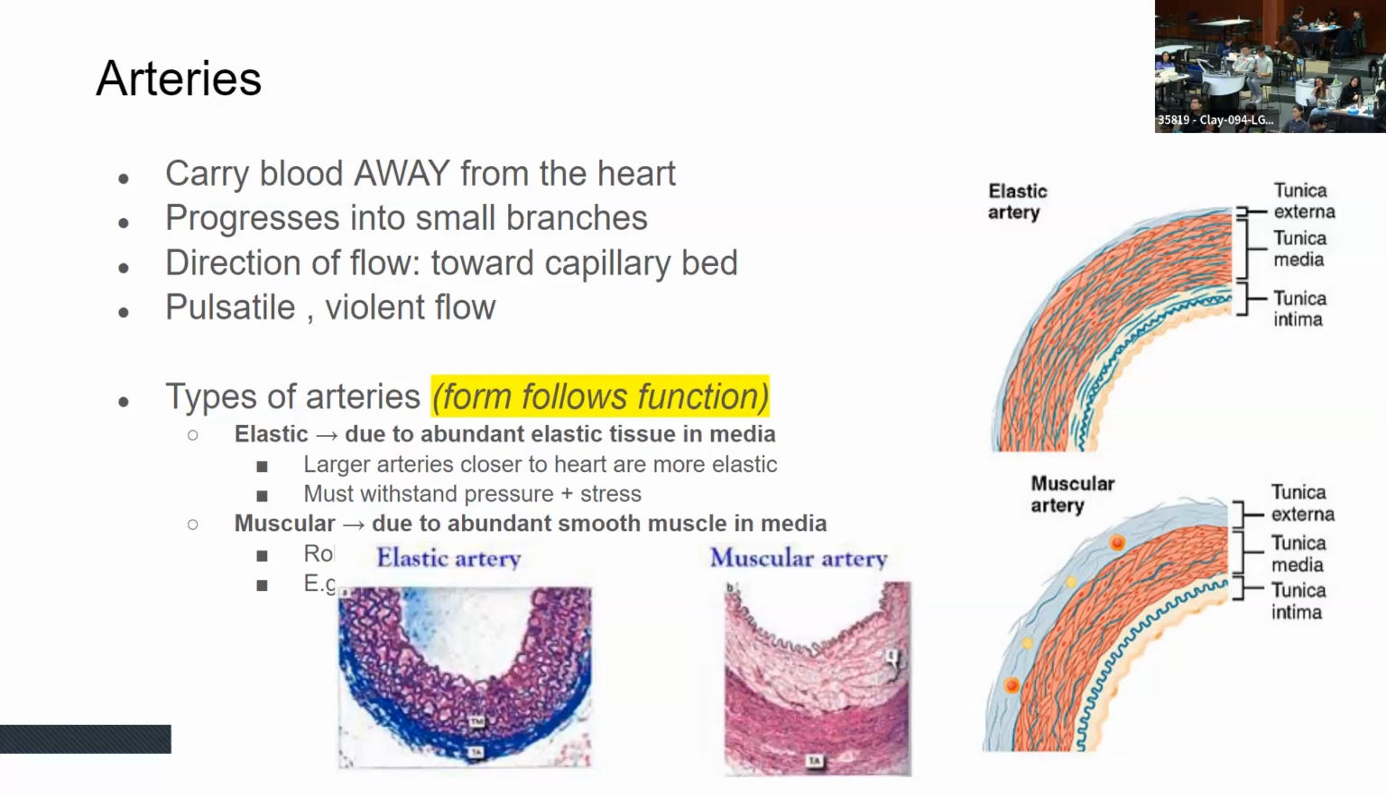Okay, there are two types of arteries. There are elastic arteries, which are the ones a lot closer to the heart, and they withstand more pressure. So stuff like the aorta is more of an elastic artery, as seen in the bottom left picture. And you also have muscular arteries, which have a lot more smooth muscle in their media, and their role is to increase blood distribution. This is stuff like the radial or the brachial artery.